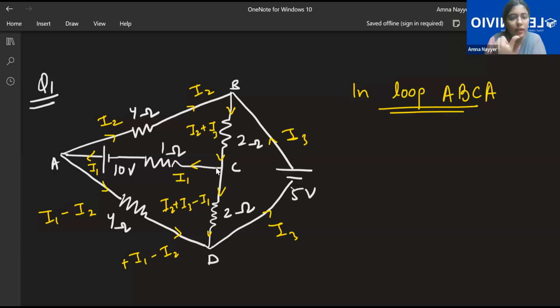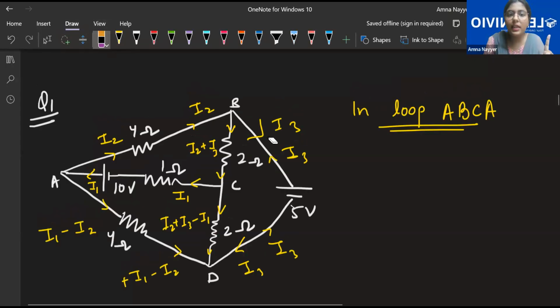So if the current is going away, it means some amount of current from the one coming has gone away. Like this, if the battery was reversed and I had taken the direction like this, I2 was coming, I3 had gone in the wire, I would have written I2 minus I3. Then the equations would be different. So you see it according to the direction of current.